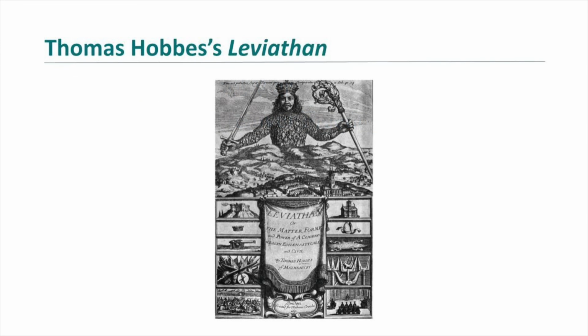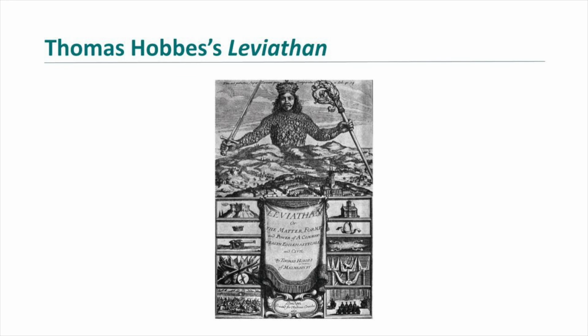This is the frontispiece of Leviathan, which is a book written by Thomas Hobbes. It was written during the English Civil War, published in 1651, after the execution of Charles I. It argues that the only effective form of government is absolute monarchy. And by the way, Hobbes designed this image himself to illustrate his thesis.